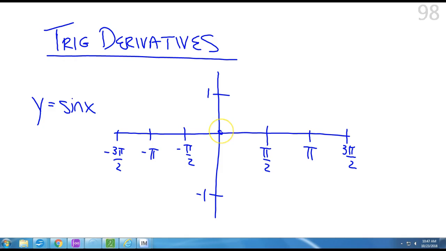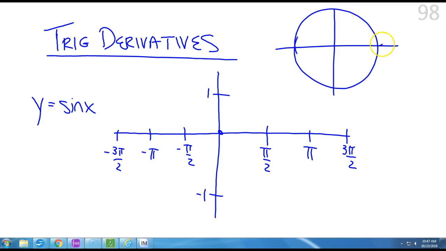0. Right there, what's the y value? 0. Pi over 2 is up here. What's the y value? 1. Pi is over here. What's the y value? 0. 3 pi over 2, -1.